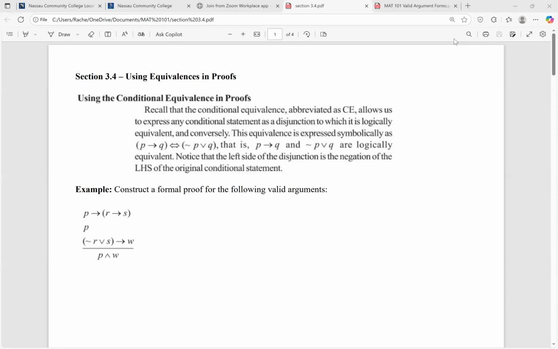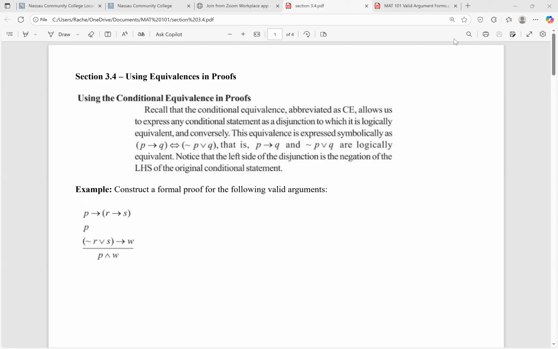This lecture is going to cover section 3.4, which is using equivalences and proofs. For sections 3.1 to 3.3, I covered the different valid argument forms, right? There was part 1, part 2, and part 3. Now, in addition to those, we're going to use equivalences and proofs as well.